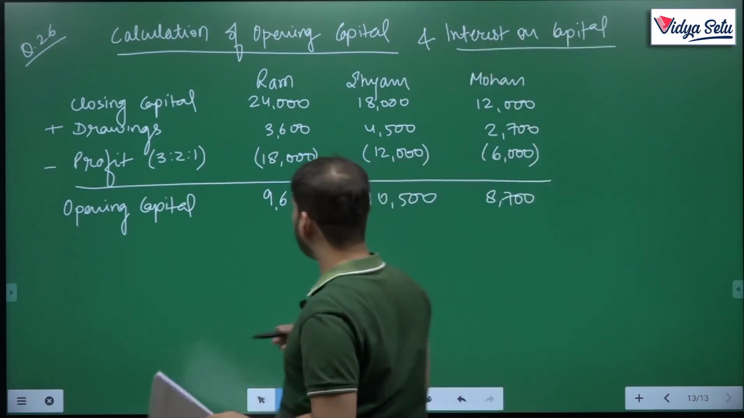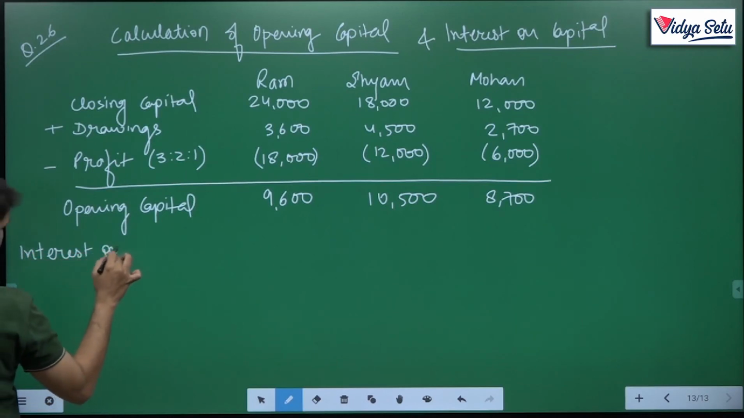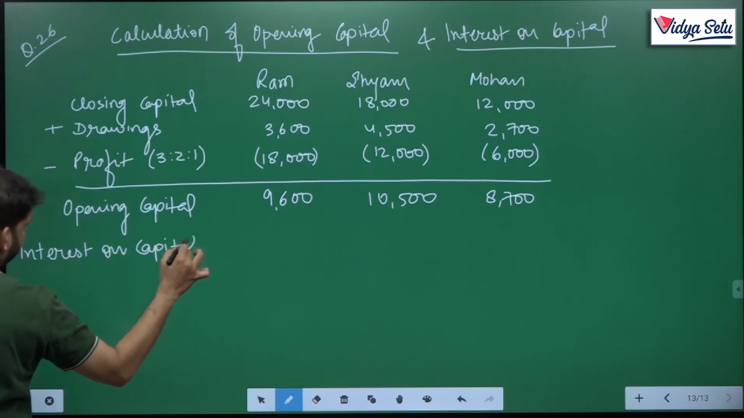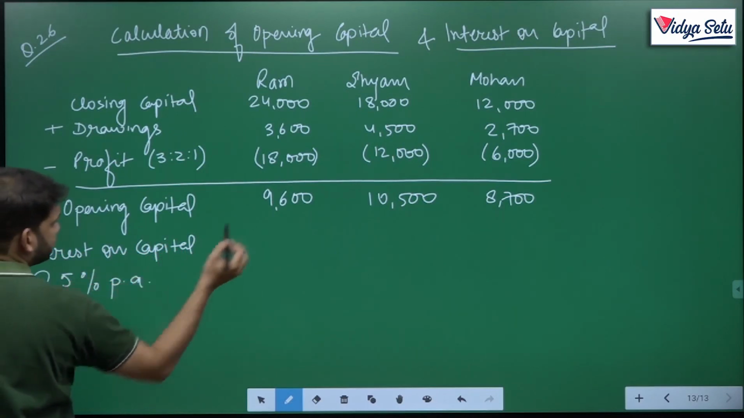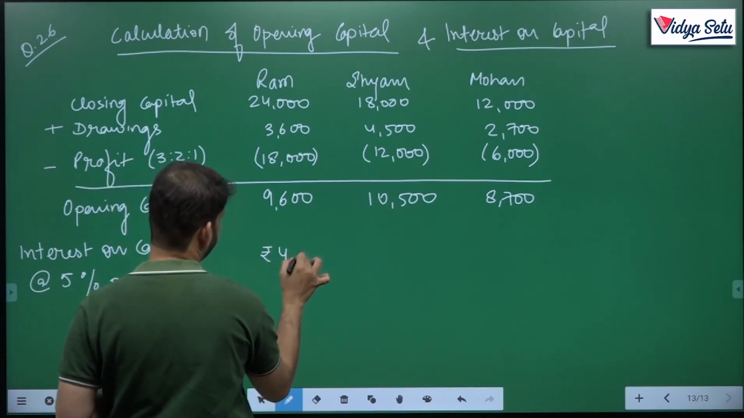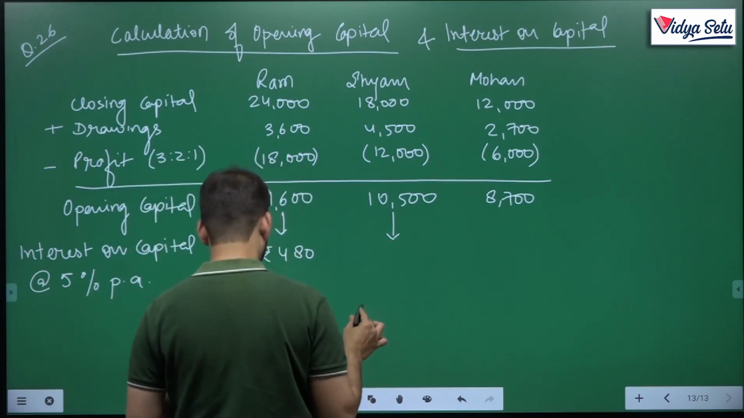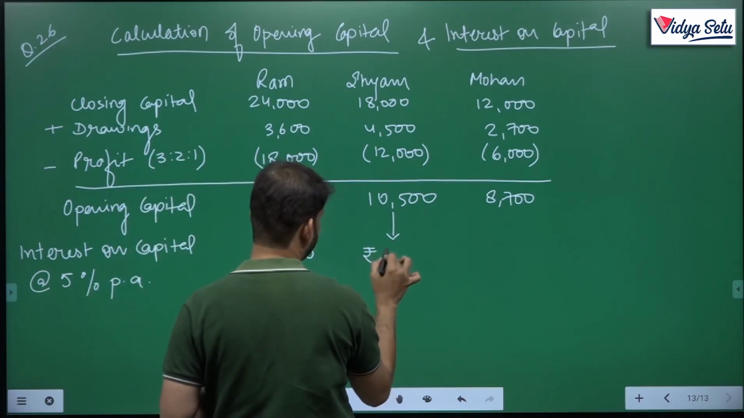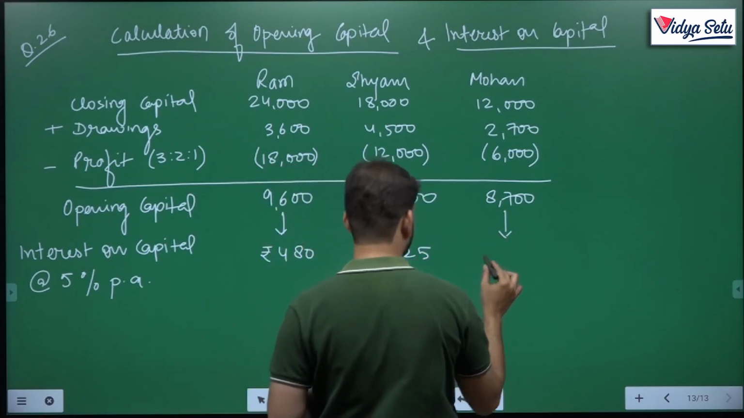Interest on capital we are also calculating at the rate of 5% per annum. We will just do 5% of this. So, we get 480 for the first, rupees 525 for the second, and rupees 435 for the third.